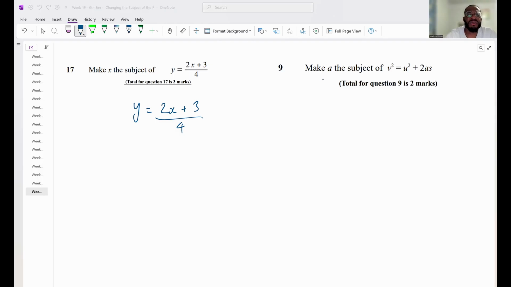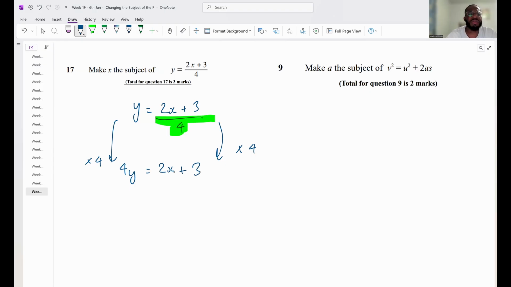Exactly. Fantastic, Nathaniel. Fantastic, Trish. Fantastic, Truly. We need to get rid of that fraction, right? So we need to get rid of this 4. The 4 is currently dividing, so I'm going to times both sides by 4. So timesing both sides by 4 is going to be 4y is equal to 2x plus 3.